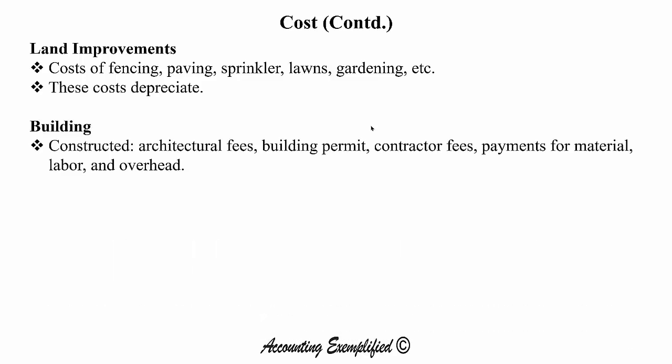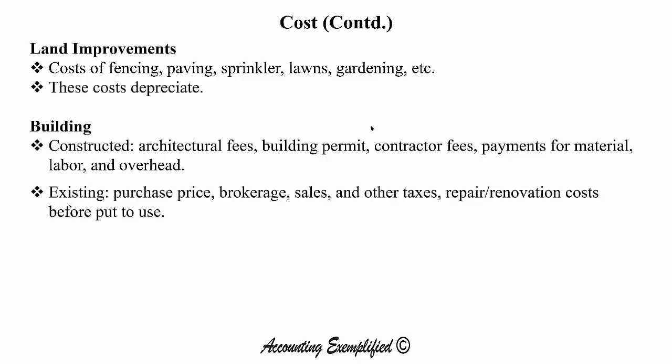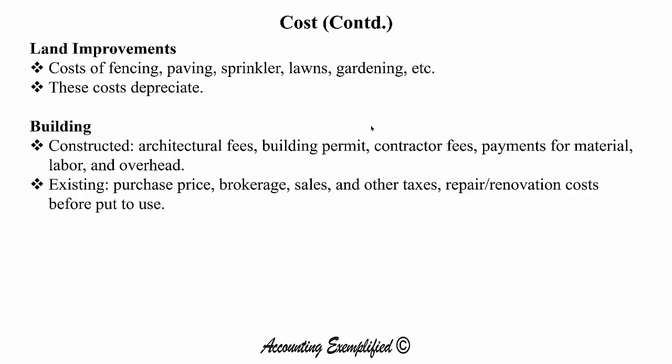Now, for a building, if it is a building that is constructed or built by the company, then the cost goes into the building: architectural fees, building permit, contractor fees, payment for material, labor, overhead, etc. If the company buys an existing building, then the cost will include the purchase price paid, the brokerage commission, sales and other taxes, repair and renovation cost before the building is put to use. And these costs do depreciate.